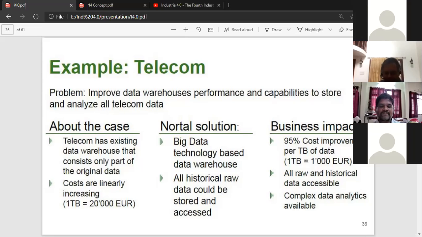And obviously, CDR data and switch data and so many things are happening. So for them, it is a classic case where they implemented a big data solution as a replacement for a conventional data warehouse.